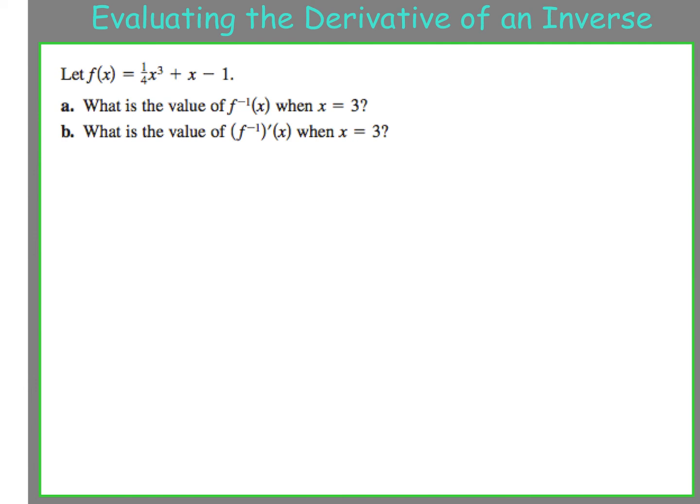So now I have f of x is equal to 1/4 x cubed plus x minus 1. And what I want to find eventually is f inverse prime at 3. I want to find f inverse prime at 3. Okay? So the way that I like to do it is I like to find ordered pairs.